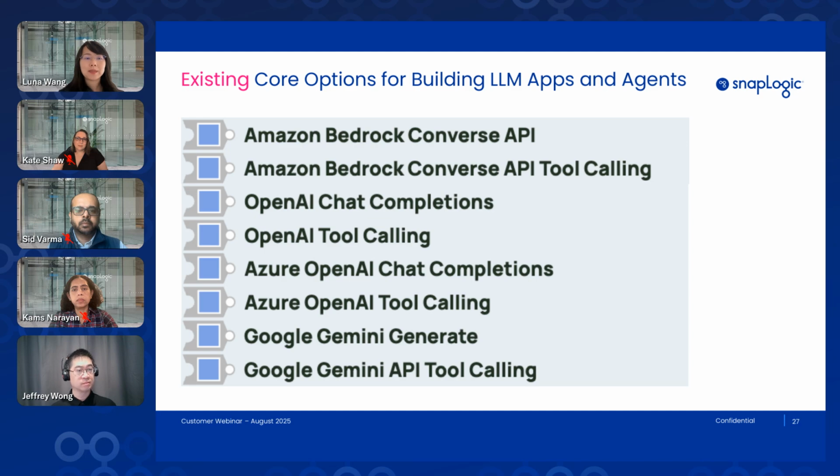So next is our new selection of snaps for creating agents. This page shows the core snaps we currently provide from the 4 vendors: Amazon Bedrock, OpenAI, Azure OpenAI, and Google Gemini. And this quarter, we've added 2 new options.